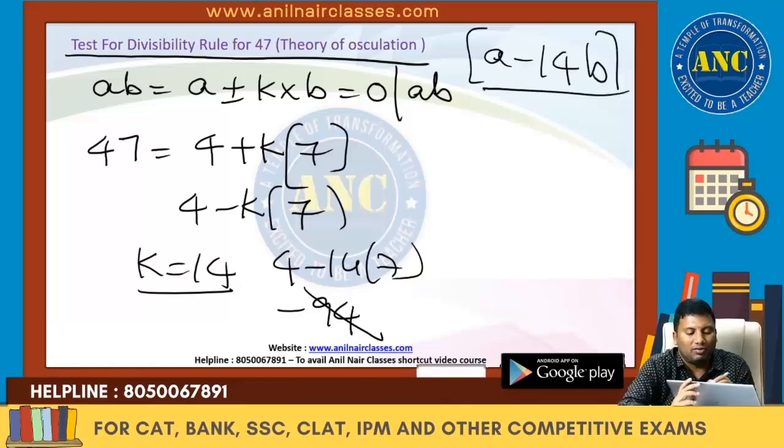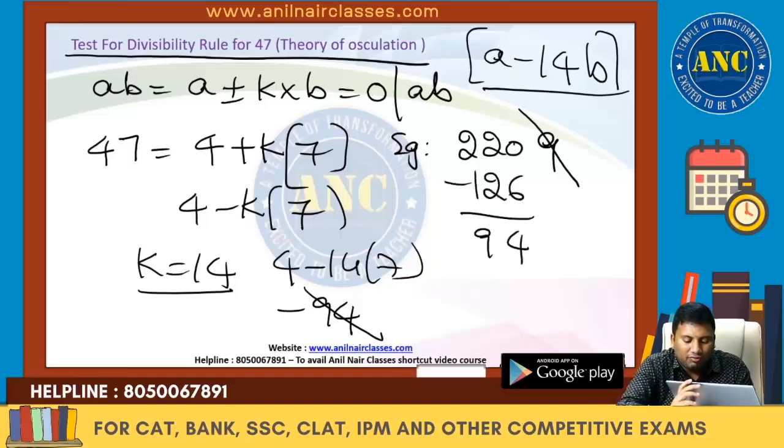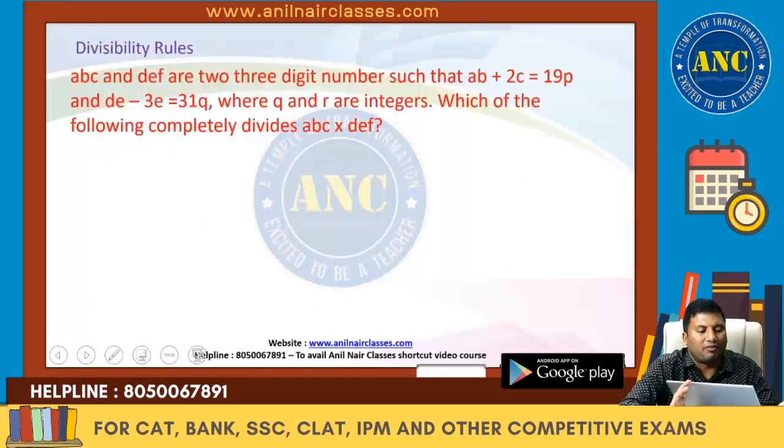Are you all with me? Example: 2209. Take the unit digit, multiply by 14. 9 14s are 126. It is 94. 94 is divisible by 47. Clear idea for any divisibility rule for a prime number based on the theory of oscillation.